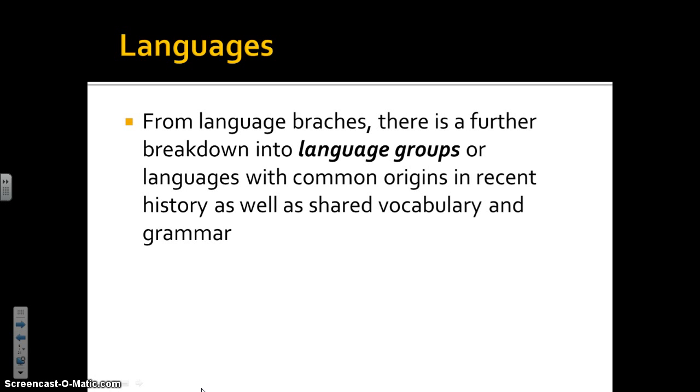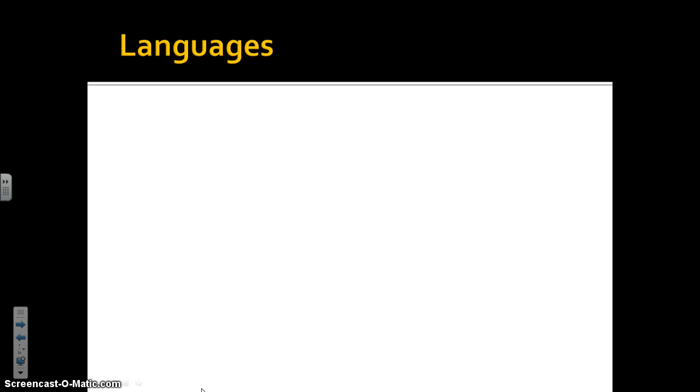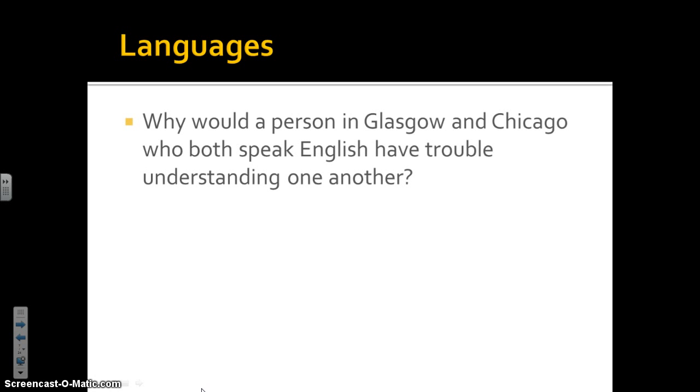A good example of this would be... what is a good example of this? Spanish and Portuguese. So Spanish and Portuguese are pretty similar. I think that those would be considered part of the same language group. I'll double check on that and get back to you. Okay.